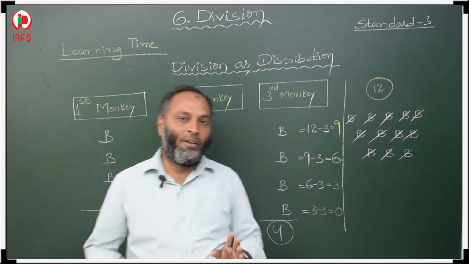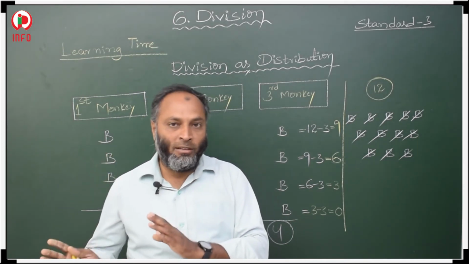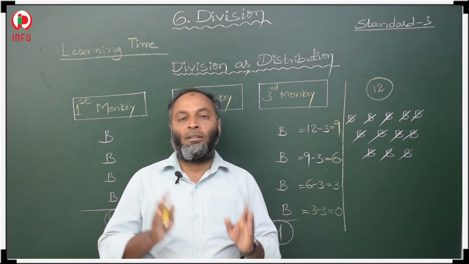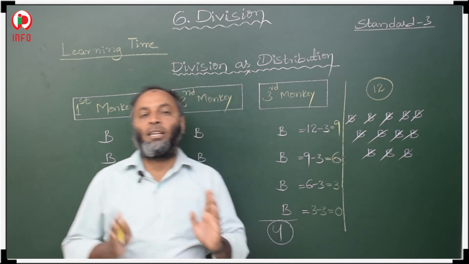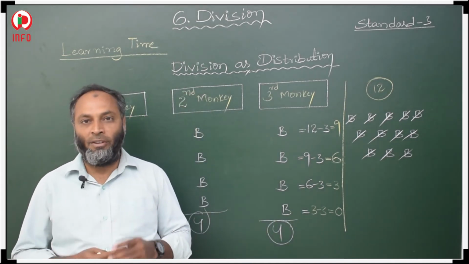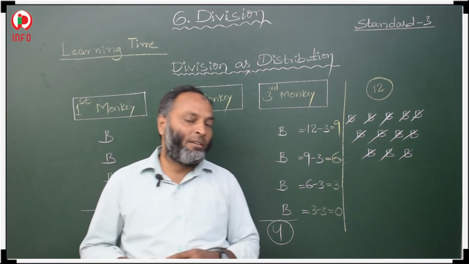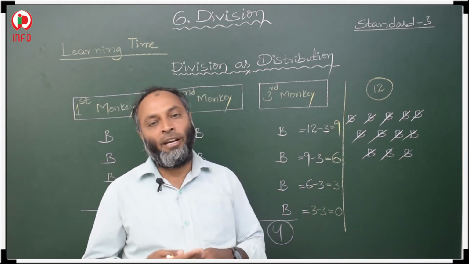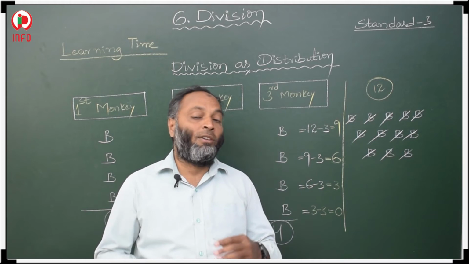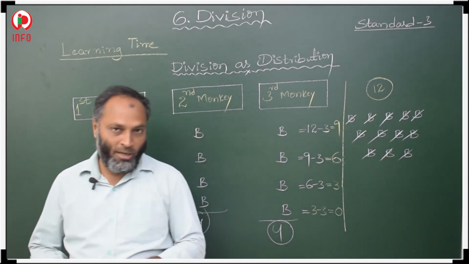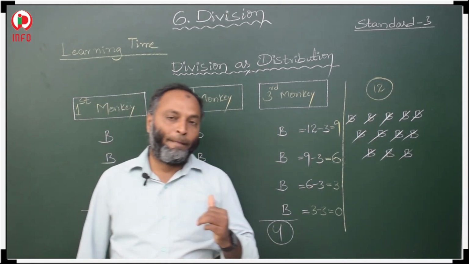Okay. So everything we discussed. What is a division? Division means a distribution. So the definition of a division: it is a repeated subtraction. Then after that, what is a dividend, what is a divisor, what is a quotient and what is the remainder. These 4 terms also we discussed.